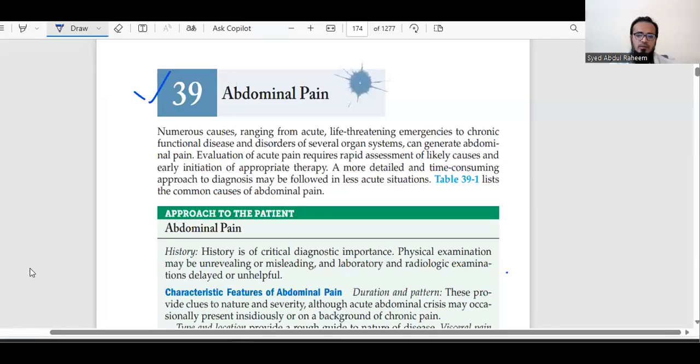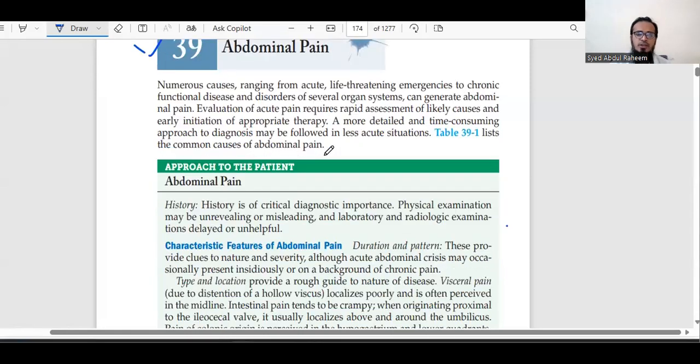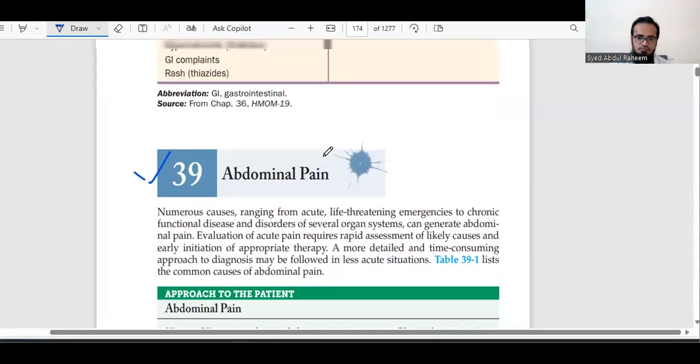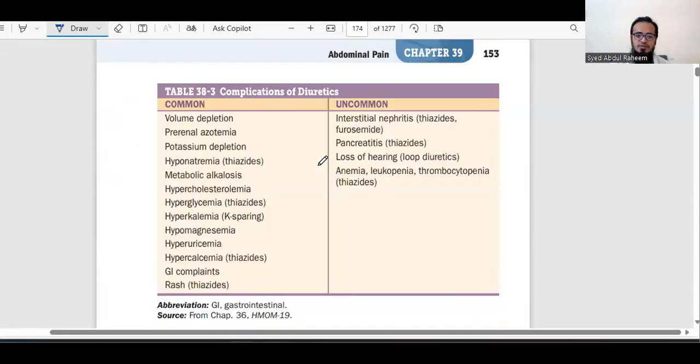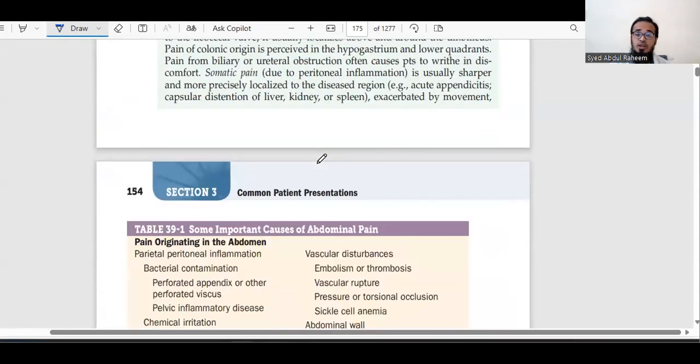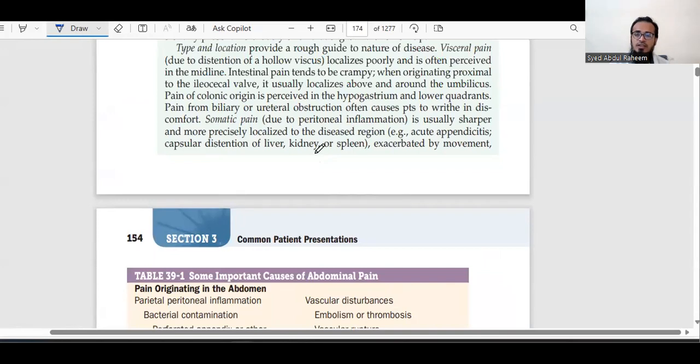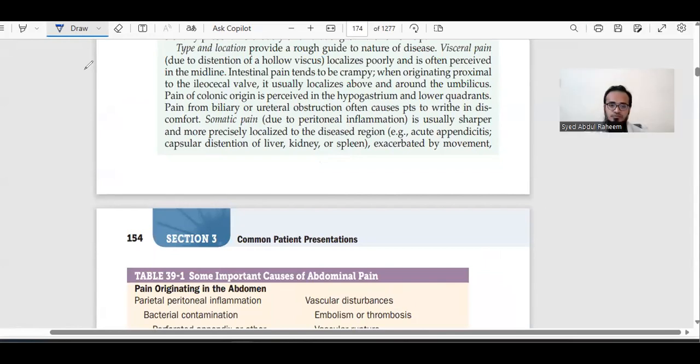So let's talk about abdominal pain. Basically, when you see the abdomen, we have the 9 regions. So basically, we need to examine the exact location of the pain.